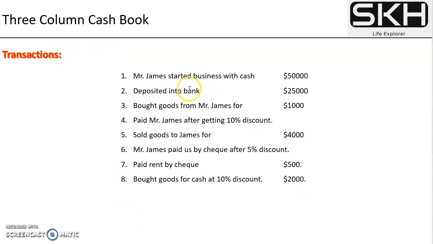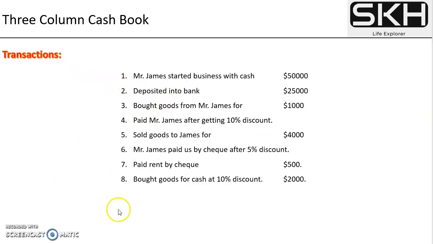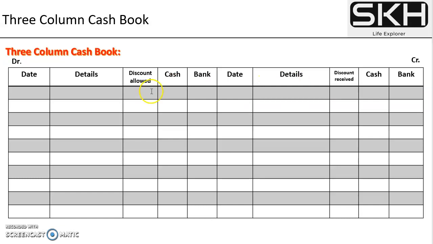So without wasting any time, there are a few transactions here. In this video, I will also try to cover some things of the two-column cash book. We'll record these transactions in this three-column cash book. But remember one thing, I haven't added any dates here, but in your exams, in your questions, you need to make sure you write the dates, as the correct dates carry marks in the exam. So Mr. James started business with cash 50,000. Cash is coming into the business, so I will write 50,000 on the cash, and the reason is capital.